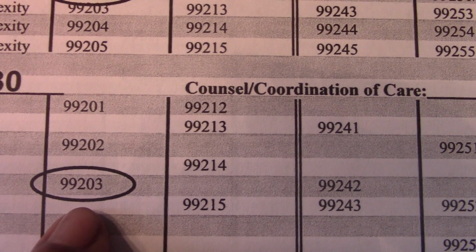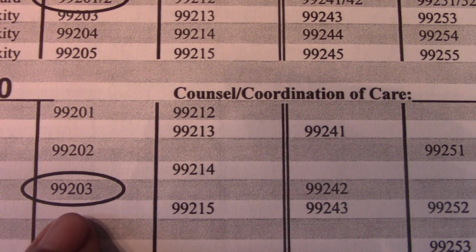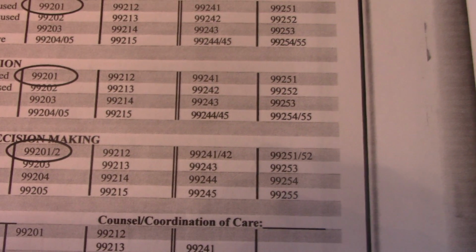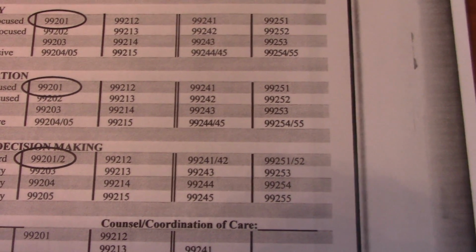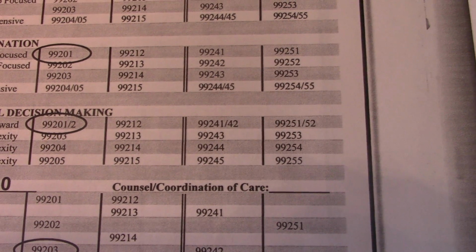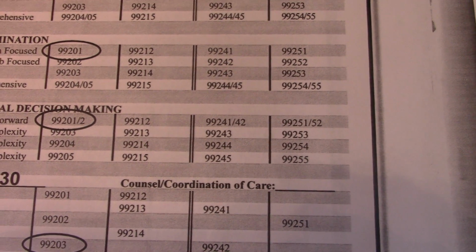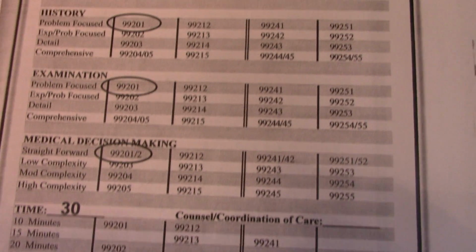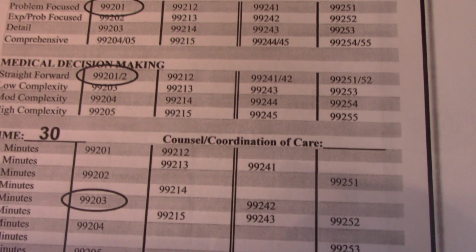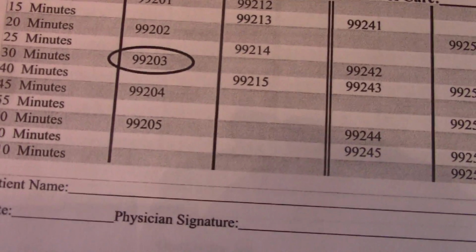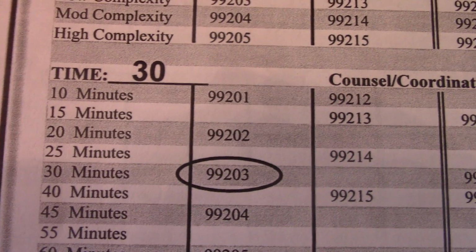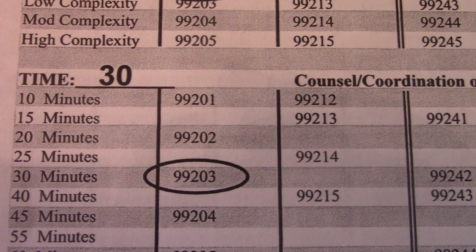So for that reason, 99203 is the correct code for this second example, because the amount of time the physician spent counseling this patient was greater than 50% of the total time. Notice that the code associated with the 30-minute time frame is 99203, 30 minutes. Okay?